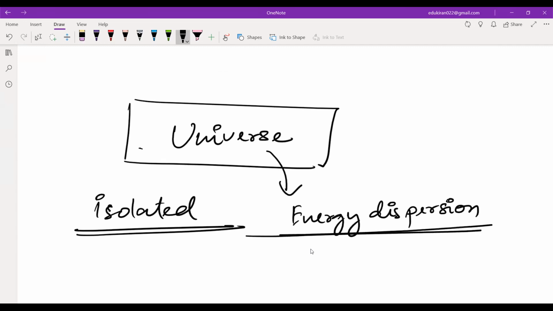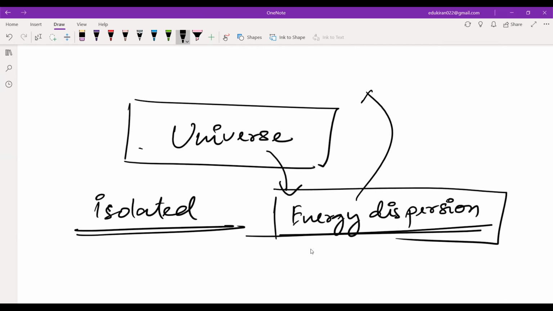So what should happen if something is happening inside the universe? The energy should be constantly dispersing, and it should be getting a higher and higher volume. And the measure of this thing, energy dispersion, is known as entropy.